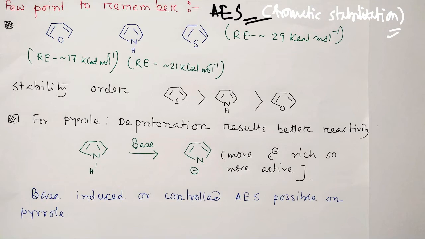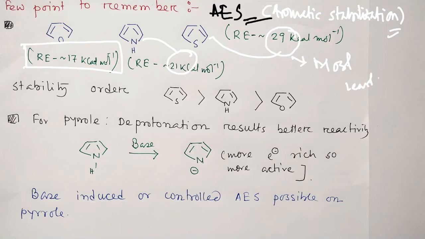So first of all, the resonance energy of furan is around 17 kilocalorie, the resonance energy of pyrrole is around 21 kilocalorie, whereas the resonance energy of thiophene is 29. So from this discussion we can understand that thiophene is the most stable among these three, and consequently this is generally least reactive. In case of pyrrole and furan, there is some confusion.